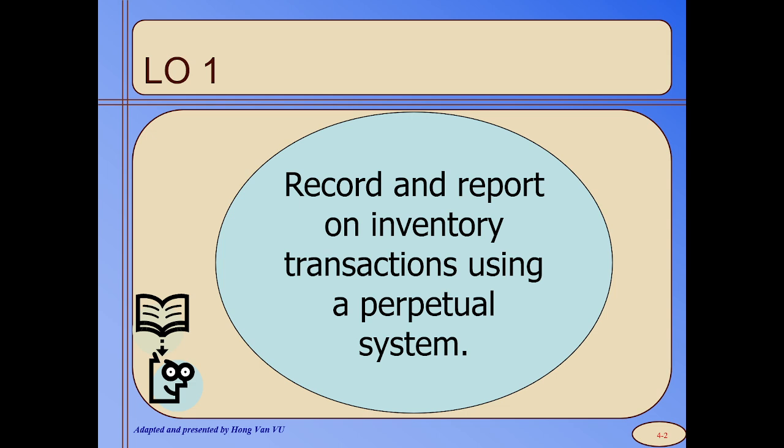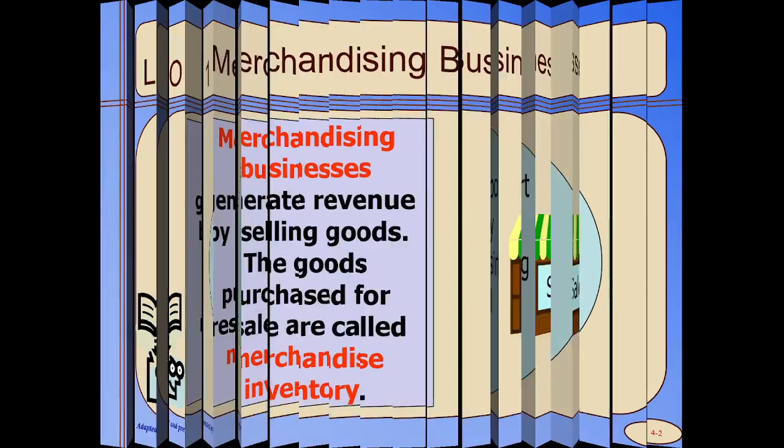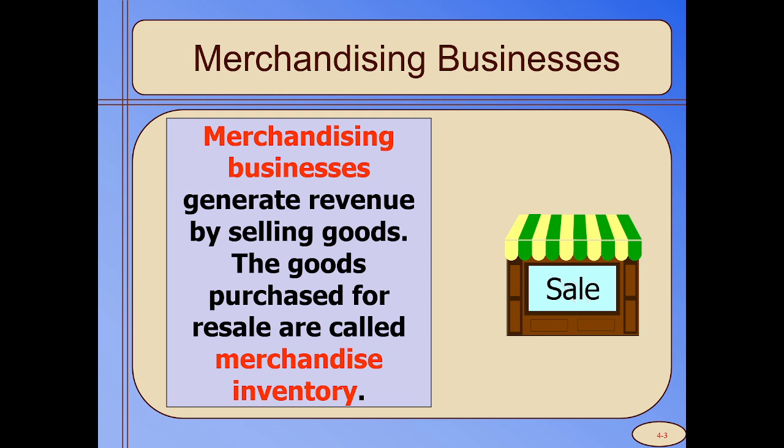So, learning objective number 1: record and report on inventory transactions using a perpetual system. Merchandising businesses generate revenue by selling goods. The goods purchased for resale are called merchandise inventory. Merchandising businesses include retail companies, companies that sell goods to the final consumer, and wholesale companies, the companies that sell to other businesses.